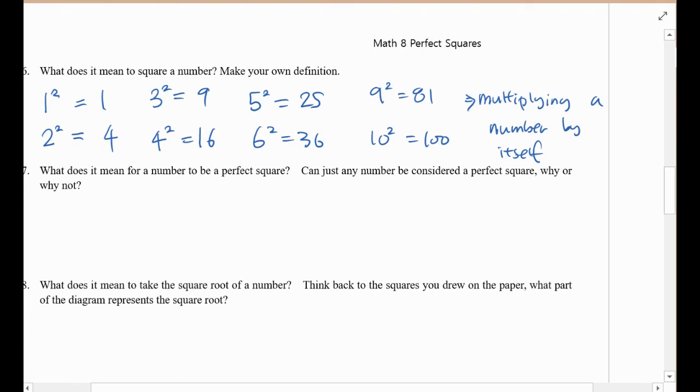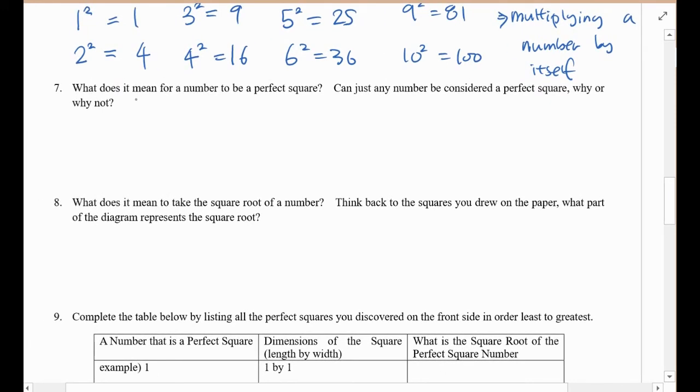Okay, what does it mean for a number to be a perfect square? Can just any number be considered a perfect square? Why or why not? So a perfect square means a number made by squaring a whole number.